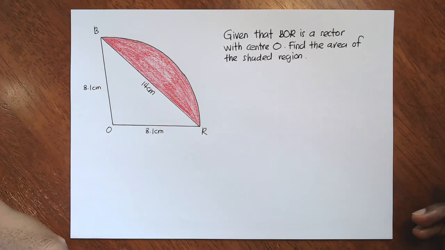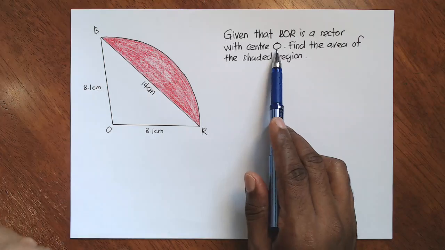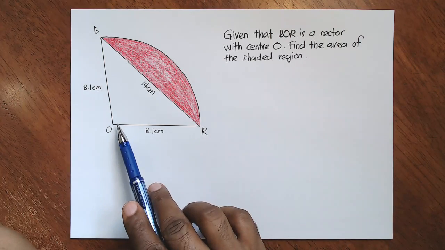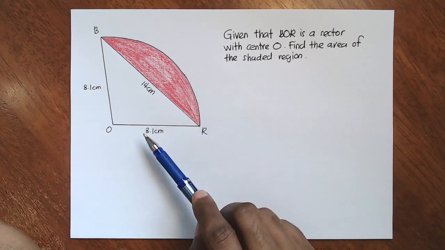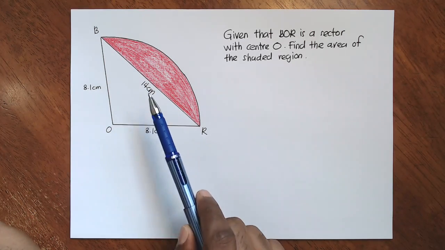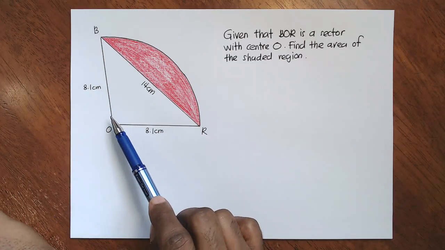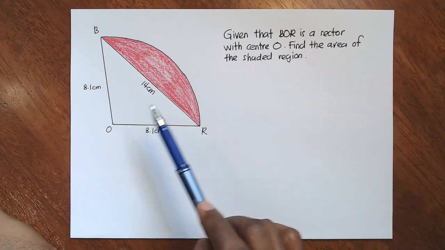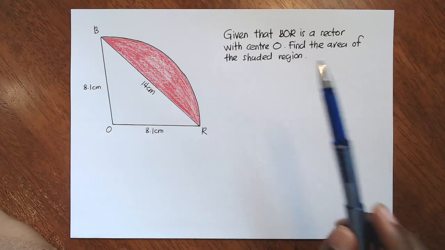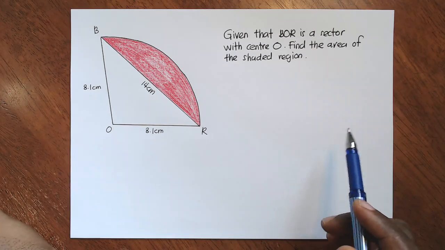So what we have here, given that BOR is a sector with center O, and the sector has a radius of 8.1 centimeters. The length of the chord is given as 14 centimeters, but the key thing here is the angle is not given, and the question wants the area of the shaded region. All right, so what do we do here?